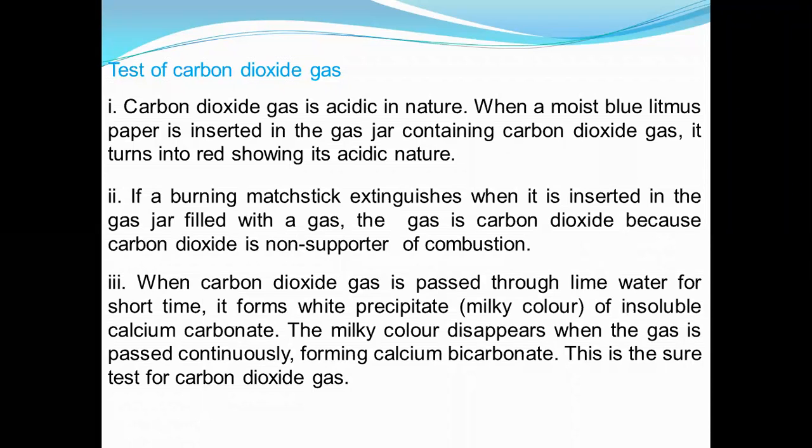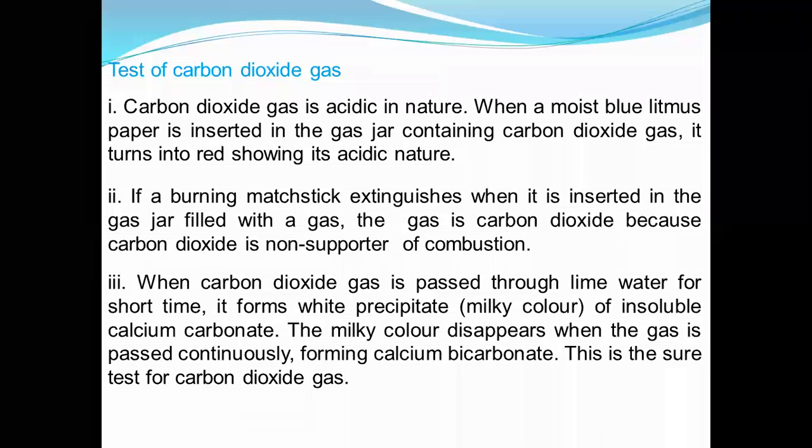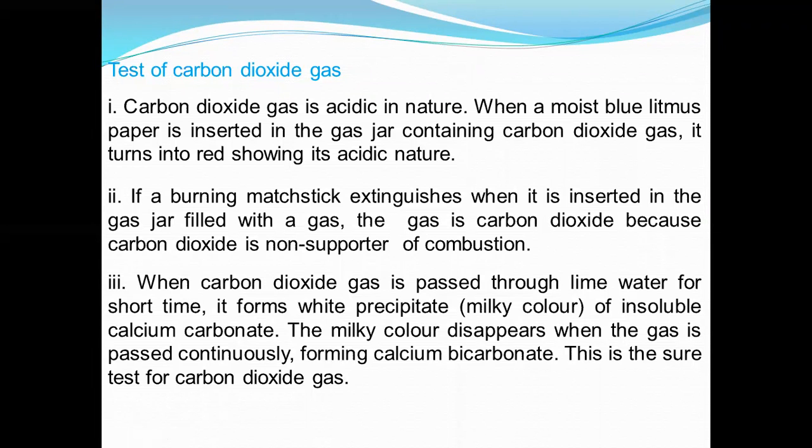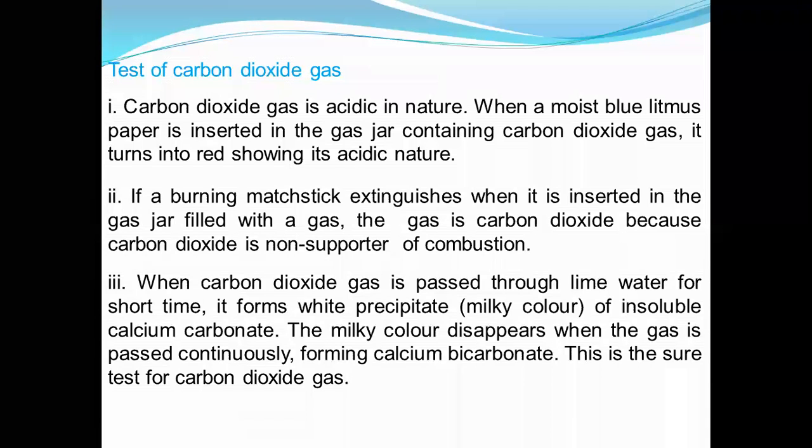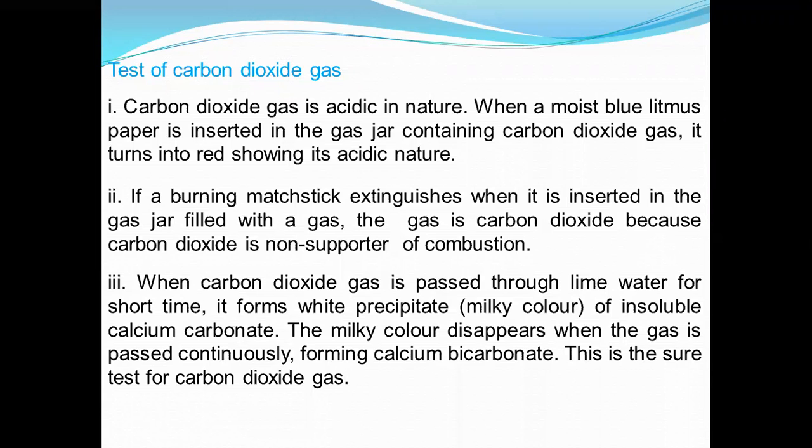Just take the gas jar out from there and take some lime water in a test tube, and then you pass that delivery tube through that lime water, and carbon dioxide gas is produced through the reaction. So in that case, if you pass it for a short time, the lime water turns milky in color by forming calcium carbonate. Calcium carbonate is insoluble, and because of that you'll find a milky color in the test tube.